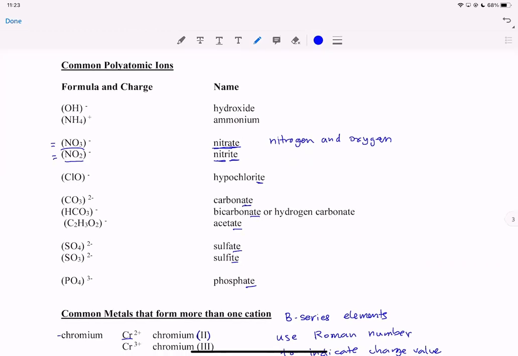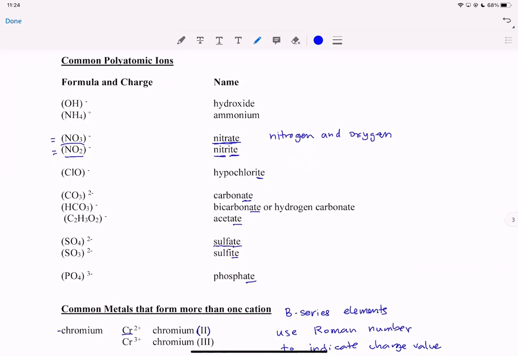Okay, and so here's another example, sulfate. The beginning part of the name is sulfur, and the ending part is ATE. The ATE means there's oxygen in there. How many is going to come from the chemical formula. So sulfate is sulfur and oxygen. There's one sulfur and 4 oxygens, and the whole thing has a -2 charge.